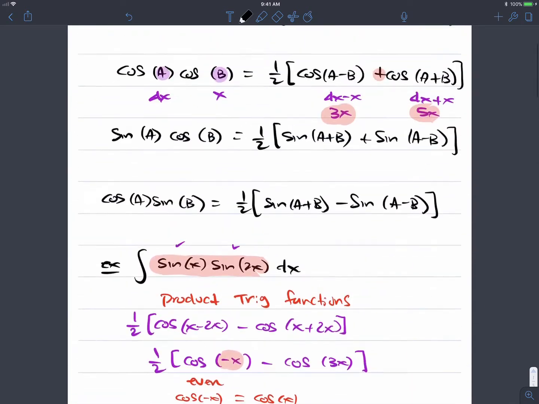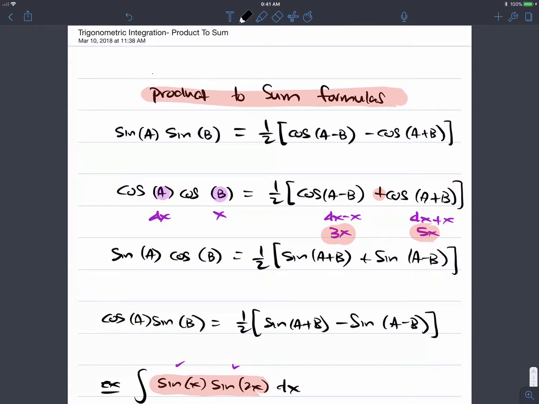So far we've seen in action our product of sum formulas here. Product of two sines, product of two cosines. So let's look at an example now of sine times cosine. Let's look at the third one now. So let's focus on that. So sine times cosine.